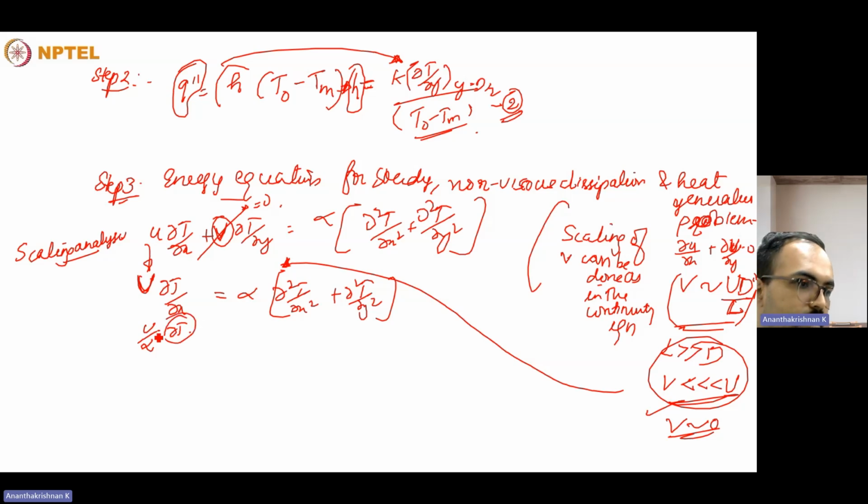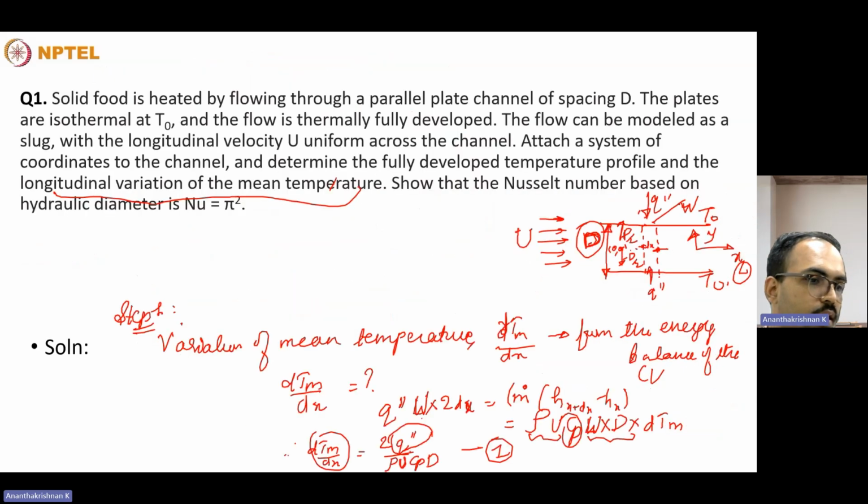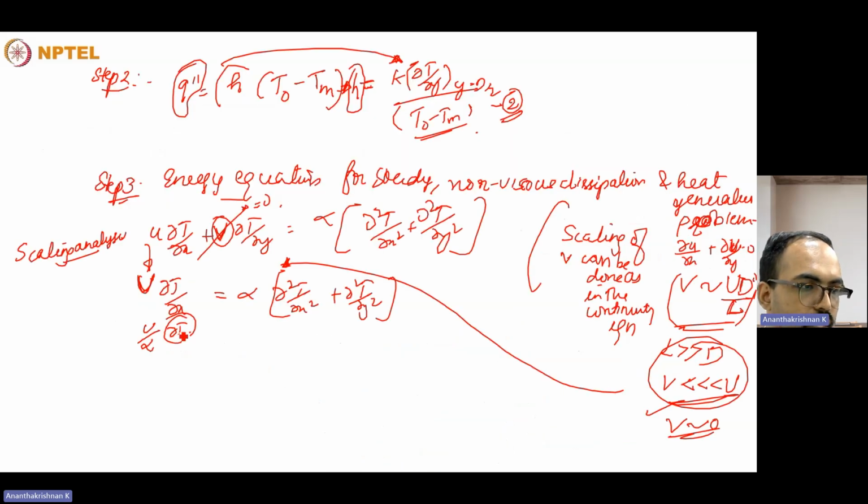For this dou T by dou x, we actually do not know the scale. If we have to reduce this energy equation, we have to use some kind of scale. For that, we could take the equation of dou Tm by dou x, and we make an approximation that dou T by dou x will be of the order of dou Tm by dou x, and you can straight away substitute this with q double dash, rho U Cp by D.